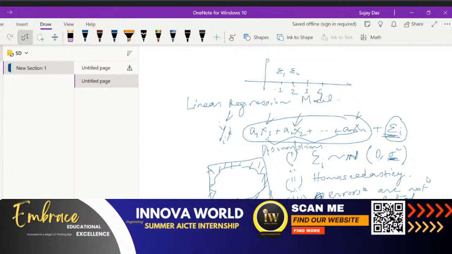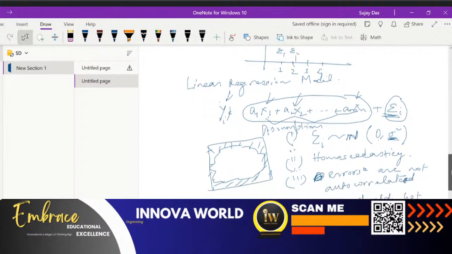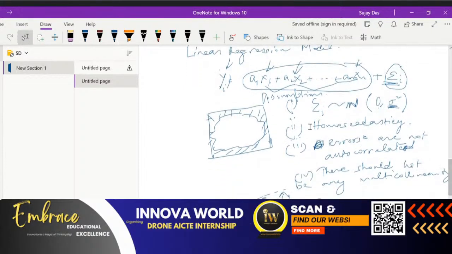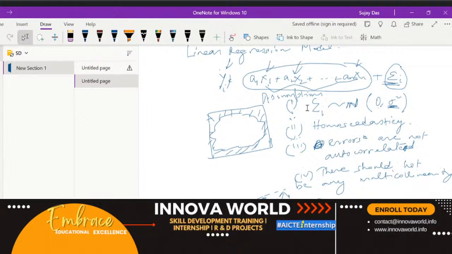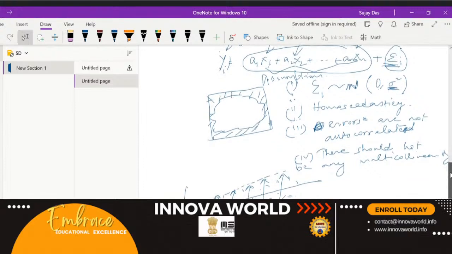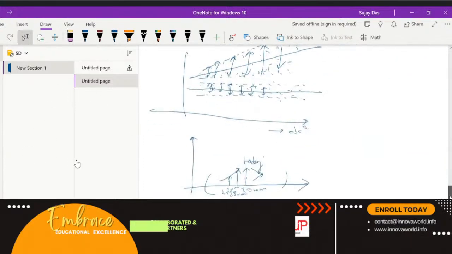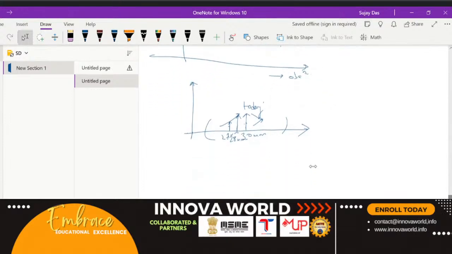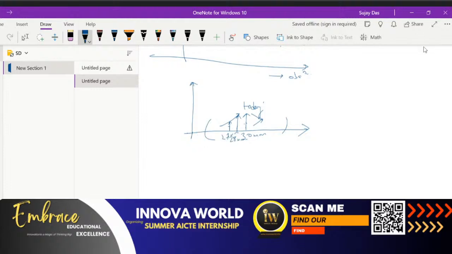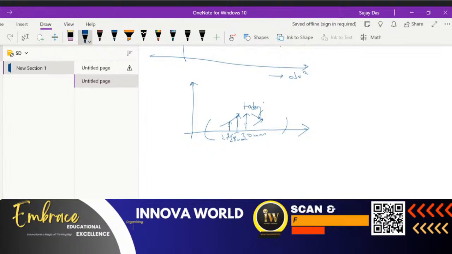Next we come to the normality assumption. We have already discussed homoscedasticity and autocorrelation, and the two more assumptions we are left with are the normality assumption and the multicollinearity assumption. What is the normality assumption? At this moment, I am also assuming you have an idea of testing of hypothesis or an ANOVA kind of scenario.